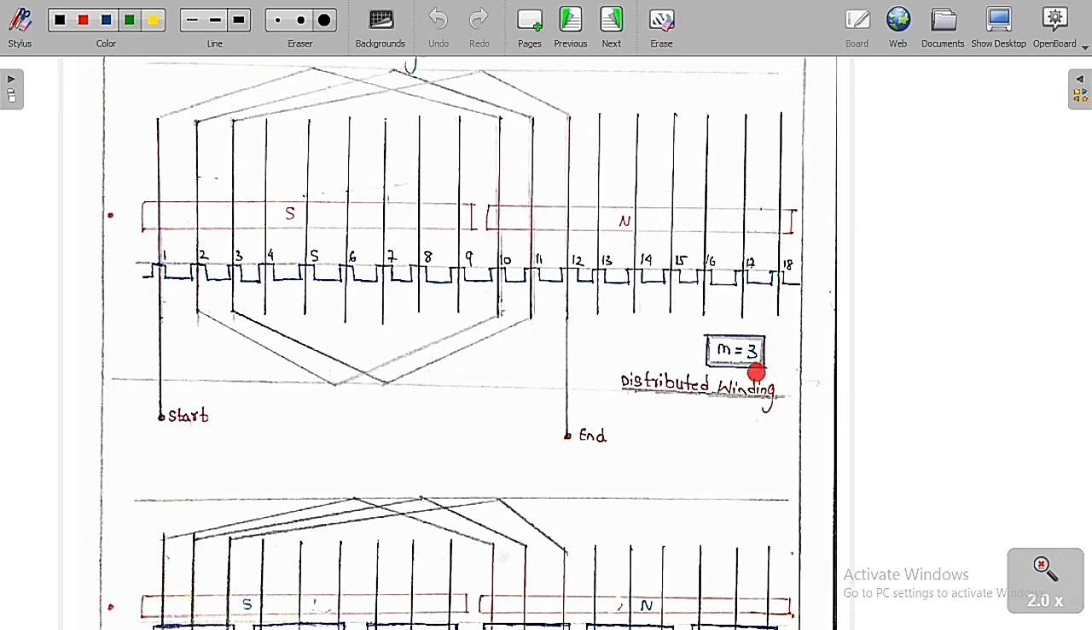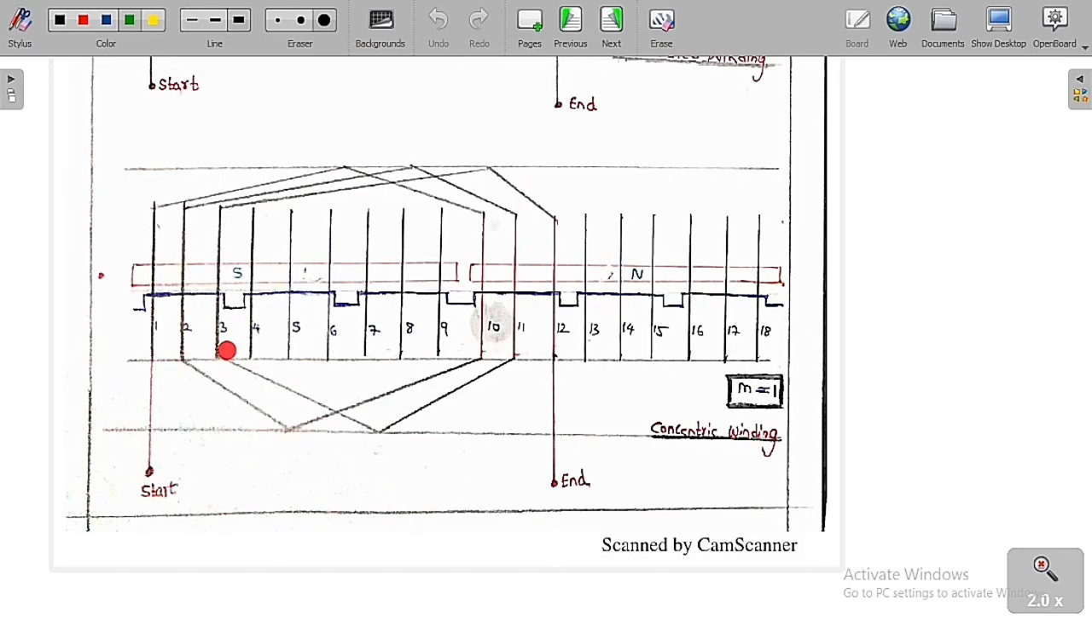I have already told you m has the value 3. Here m is greater than 1, so it is called the distributed winding. Basically it is a full pitch winding, but under one pole we have more than one turn. Therefore it is called the distributed winding.